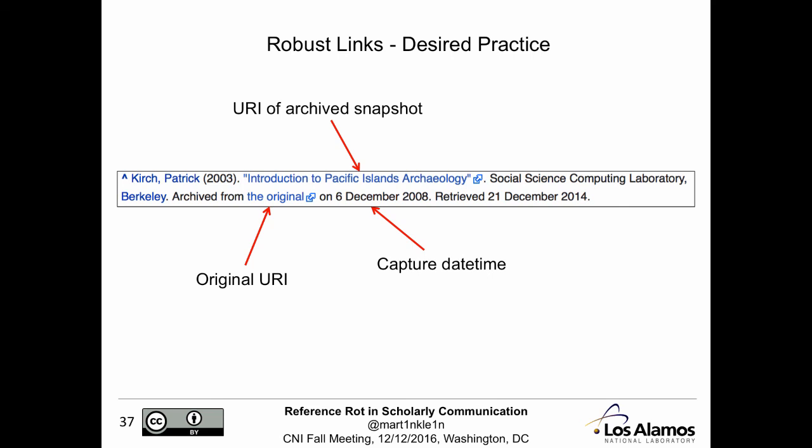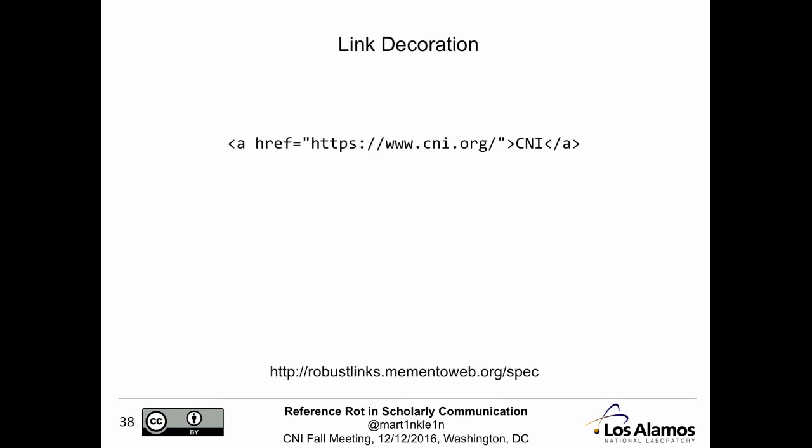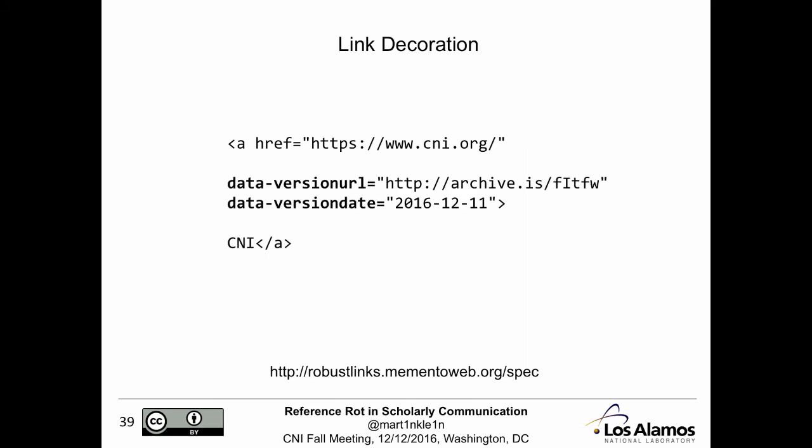So what could this look like? A regular link, a little bit of HTML, doesn't hurt, to CNI.org, the canonical website of the CNI. And we can use standard HTML5 attributes to convey these three pieces of information. Right, we still convey now the original URI. We use the data version URL attribute to convey the URI of the memento, of the snapshot that we created. And we use the attribute data version date to convey the date time at which I created that archival snapshot and close our tag.